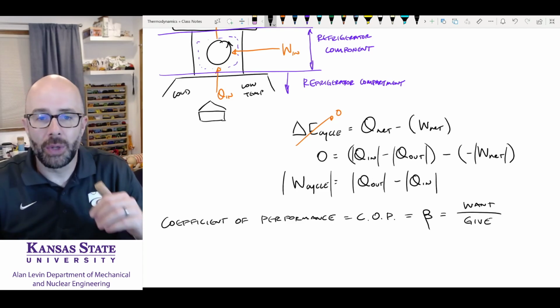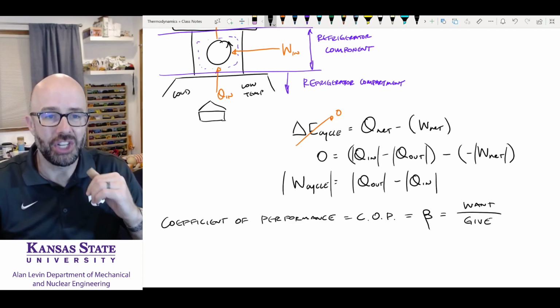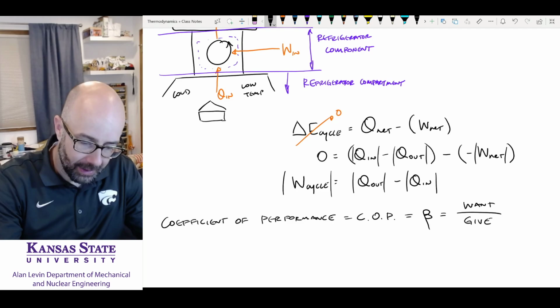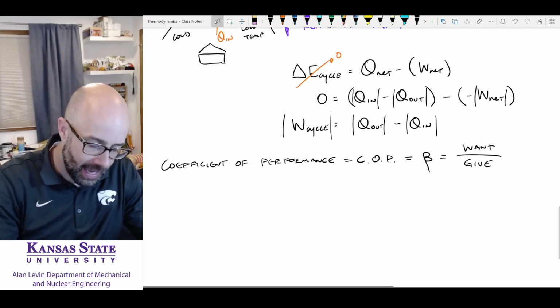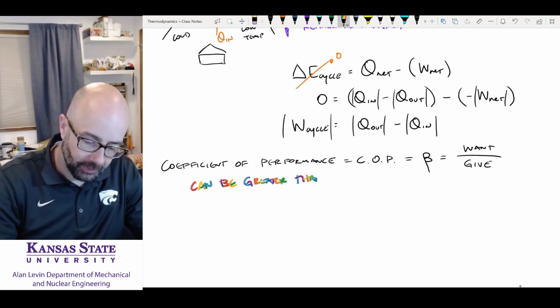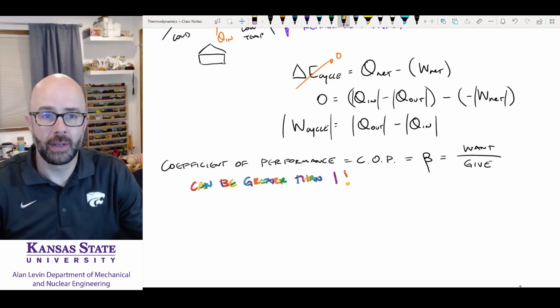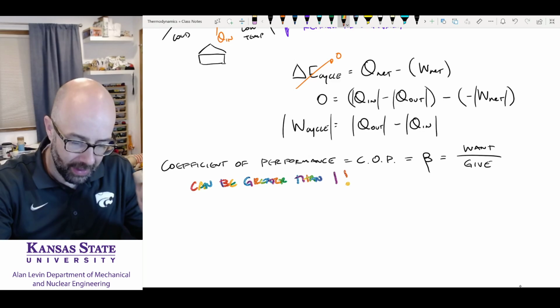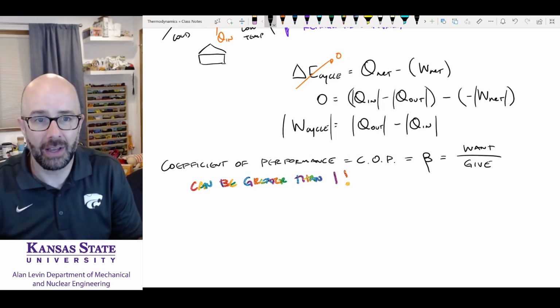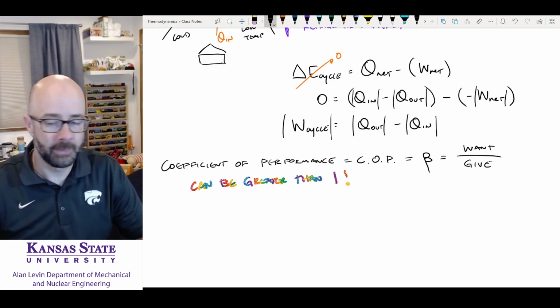Now there's a reason why we call it the coefficient of performance. It's not an efficiency, because this can be greater than 1. Efficiencies cannot be greater than 1. This can be greater than 1. That's why we call it a coefficient of performance and not an efficiency.